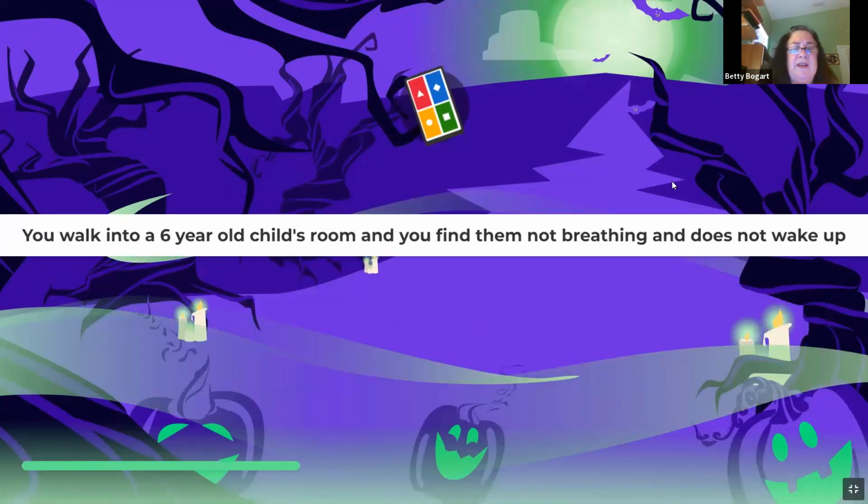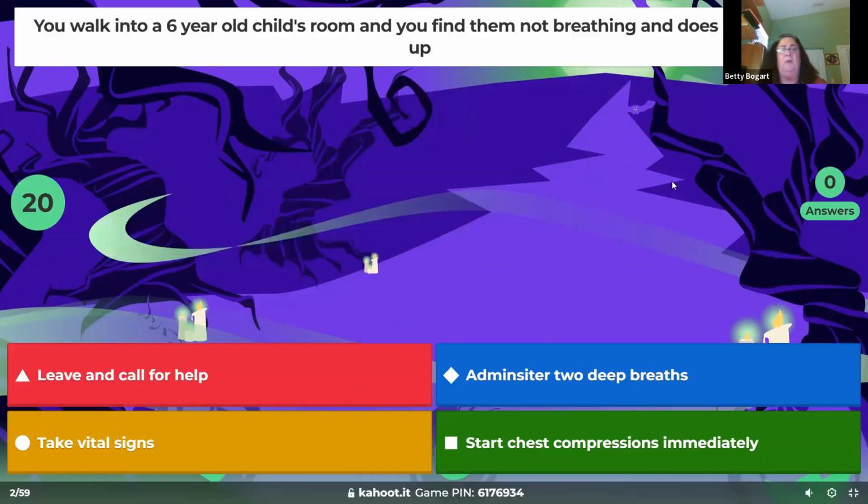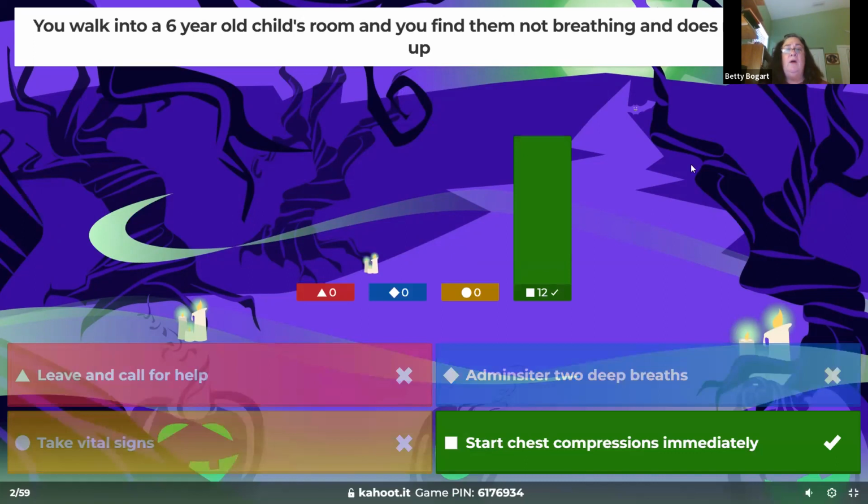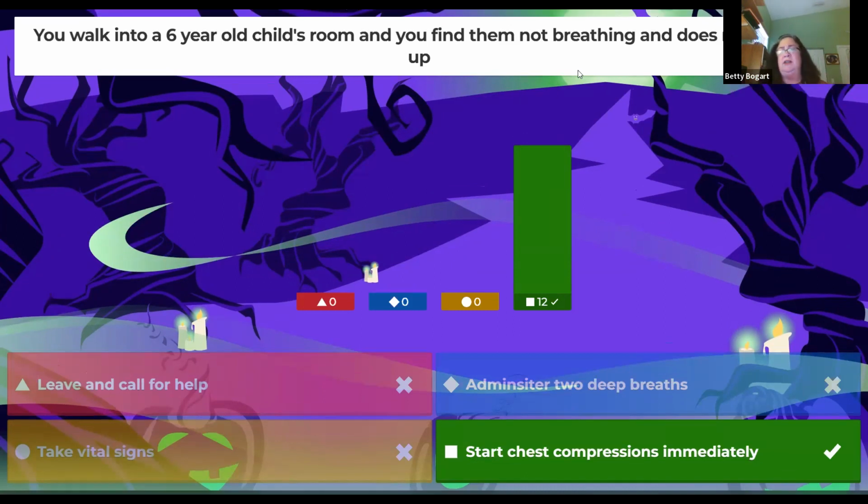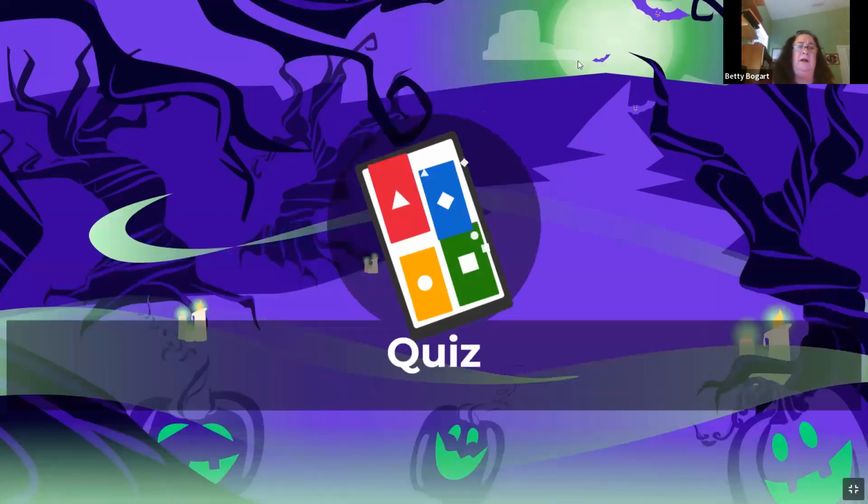You walk into a 6-year-old child's room and you find them not breathing and does not wake up. What are you going to do? So immediately when you see an unsupervised child unconscious, number one, start chest compressions. You know, as I said, it used to be airway first, but no more. And I like that.